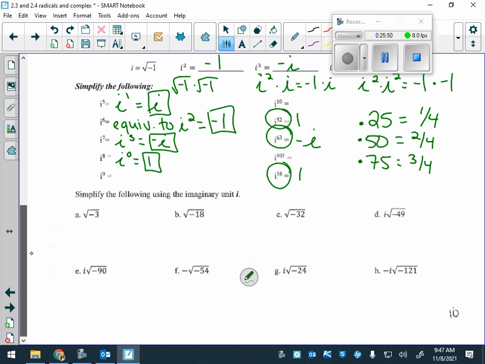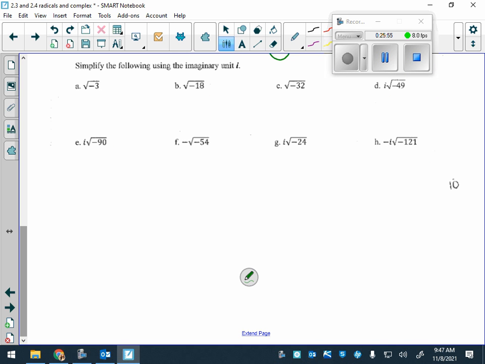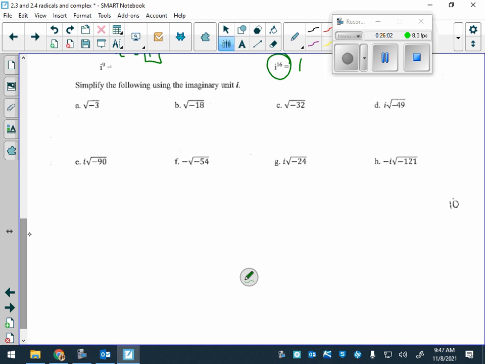Okay. So, the whole big picture is when you see a negative inside a square root. Okay? So, for example, in A, you have the square root of -3. That's the square root of -1 times square root of 3. But what does the negative represent? Square root of -1. i. So you're left with i root 3. That's how it would break down.